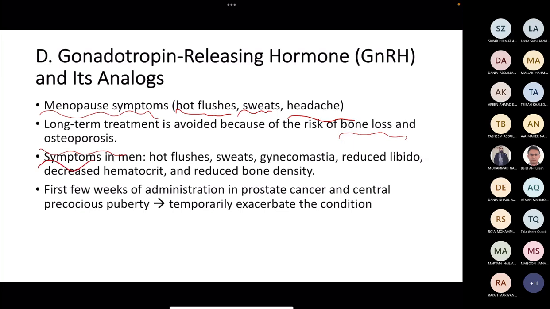Men also, if they release those as continuous or they lead to inhibition of the spermatogenesis and testosterone production, they produce similar side effects like hot flushes, sweats, gynecomastia. It reduces libido. It decreases hematocrit, which is like a blood indicator, and they cause reduced bone mineral density.